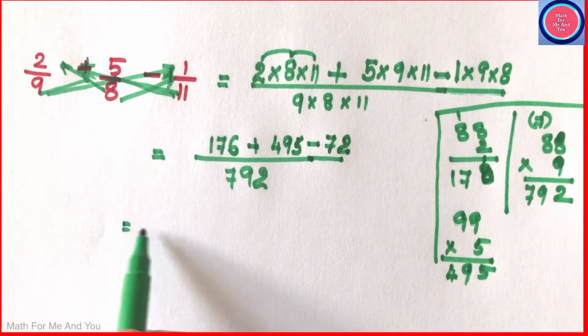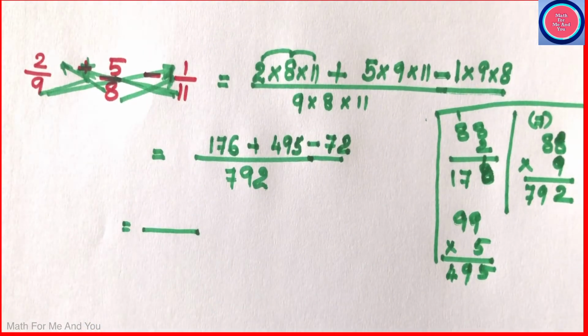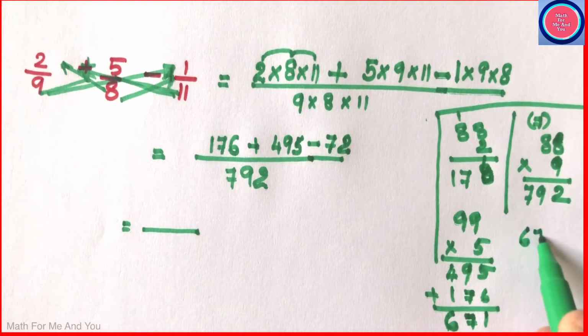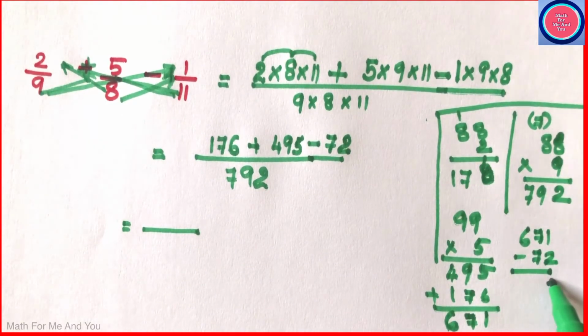Okay, what's the total? 176 plus 495 we need to do. From that answer we have to subtract 72. We can do that. 495 plus 176, we get the total 671. From 671 minus 72, what answer do you get?